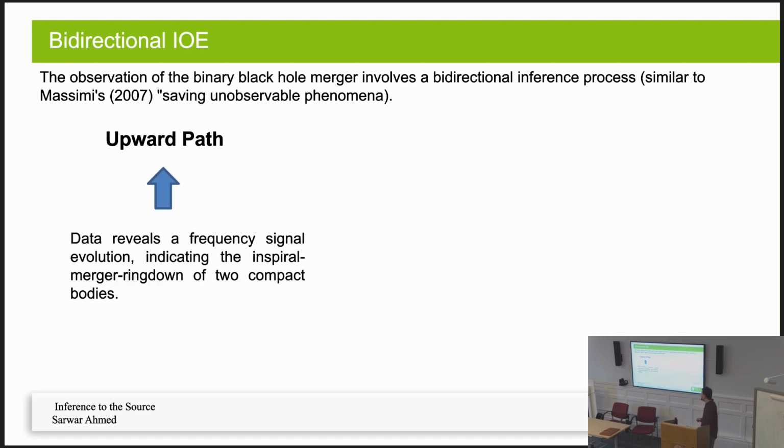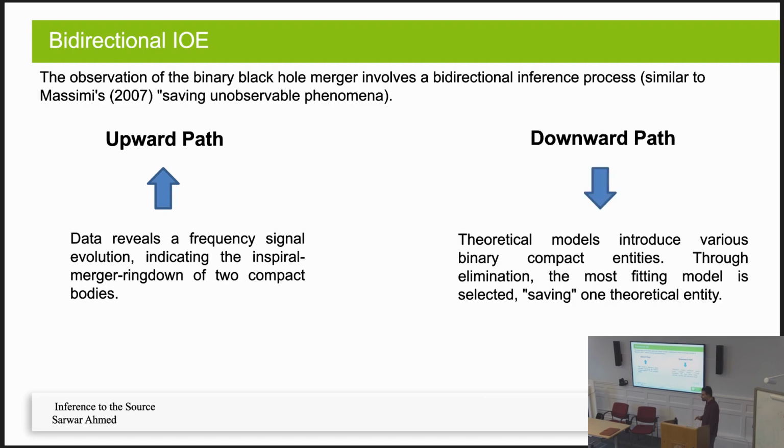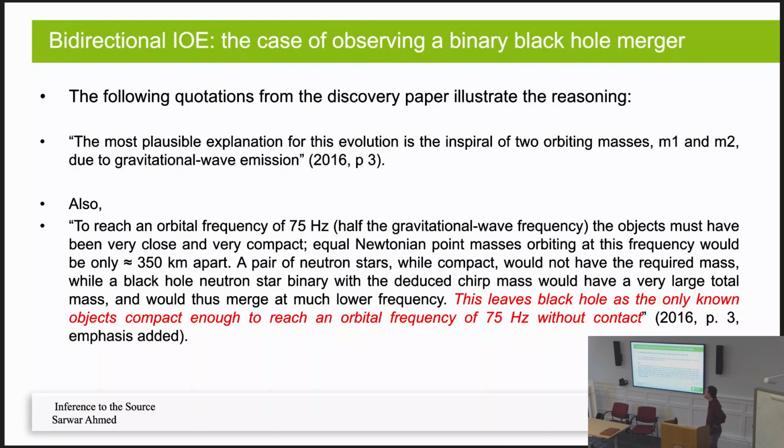So to illustrate it more, we have an upward path. The data reveals a frequency signal evolution that indicates a kind of inspiral, merger, and ringdown of the compact bodies, and we have the downward path, where the theoretical models introduce various binary compact entities, and then through a kind of elimination, the most fitting model is selected. Or you can call it saving one theoretical entity. And to support that, I have two quotations from the discovery paper, which I think support my claim.